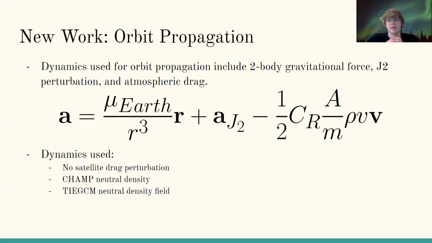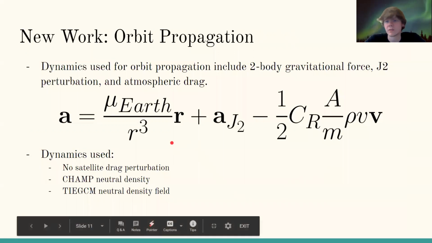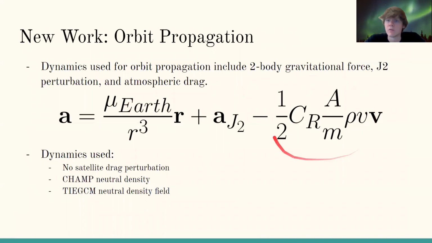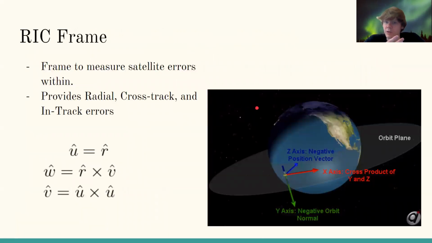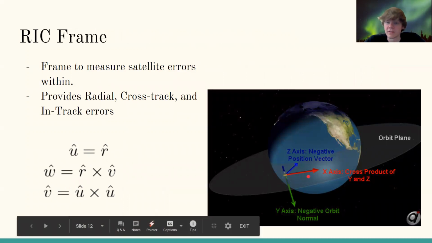Now, I'm achieving this by just taking CHAMP's orbit and then propagating it through the neutral density fields that TIEGCM provides. And I'm just doing this via these three simple dynamics: two-body, J2 perturbations from the Earth, and most importantly, the satellite drag. And then once I get this final position after, say, 24 hours, I'm rotating into this frame, since it's a much easier frame to understand the errors, as most of the satellite drag force is going to be occurring within this direction.